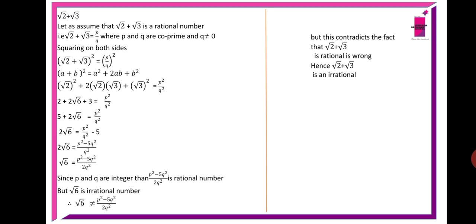Since p and q are integers, p square minus 5q square by 2q square is a rational number. But root 6 is irrational, so it is not possible: rational equals irrational in any case. So therefore root 6 is not equal to p square minus 5q square by 2q square. But this contradicts the fact, so root 2 plus root 3 is rational is wrong. Hence root 2 plus root 3 is irrational.